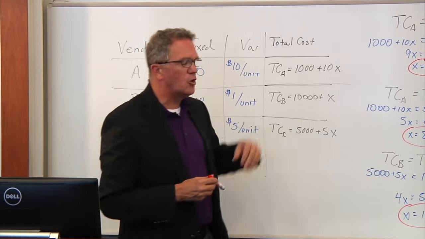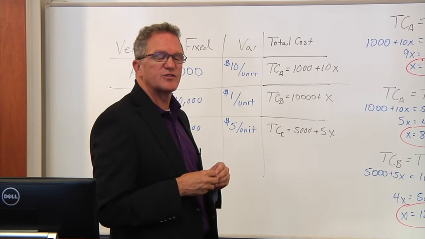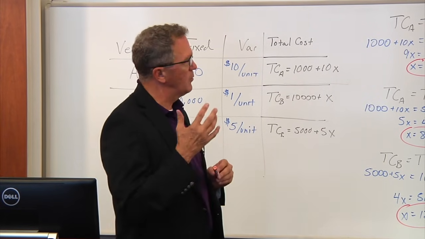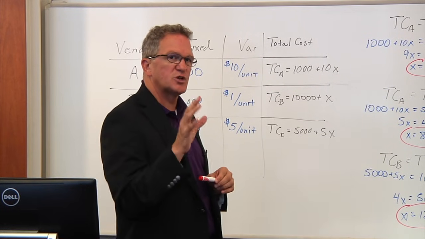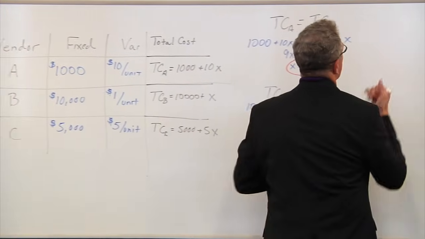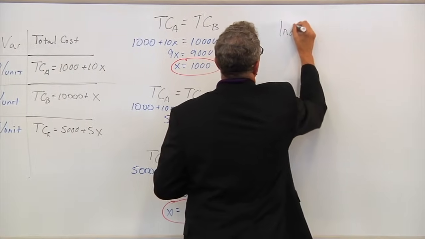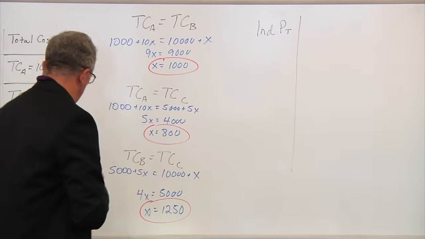Well, that's great. We know where the quantities, where the total cost is the same. What we don't know is which would we choose between those quantities. So just like we did last time, we're going to build an indifference table. And we start out with the indifference points. All right, so let's put the indifference points in here.